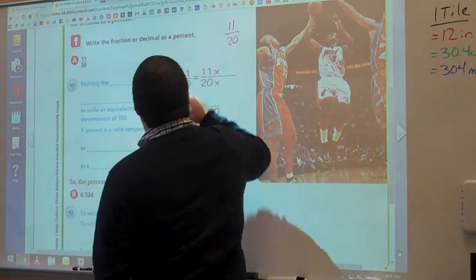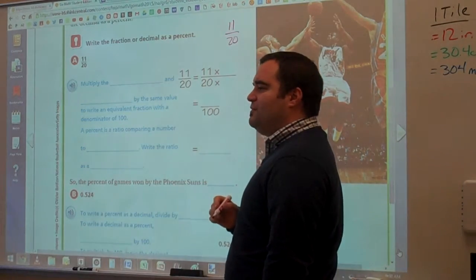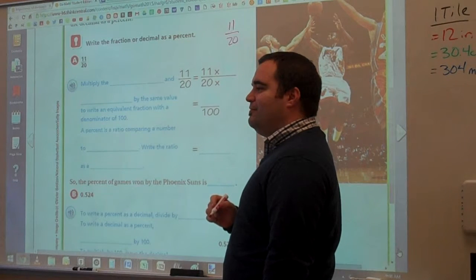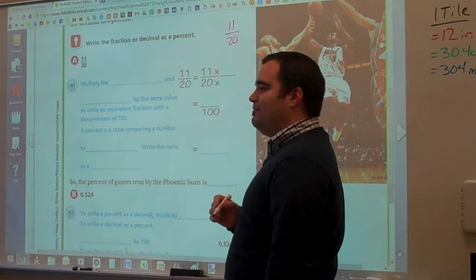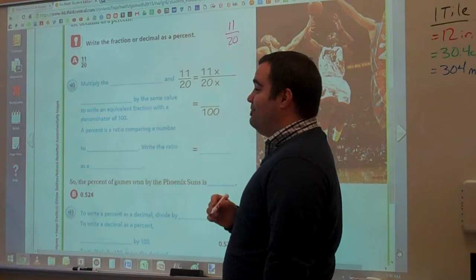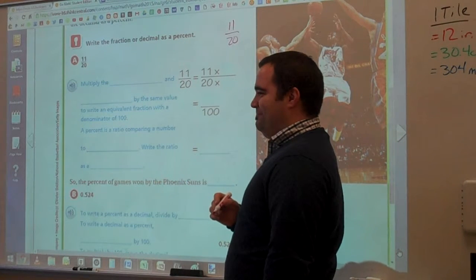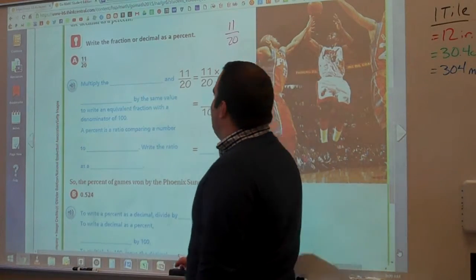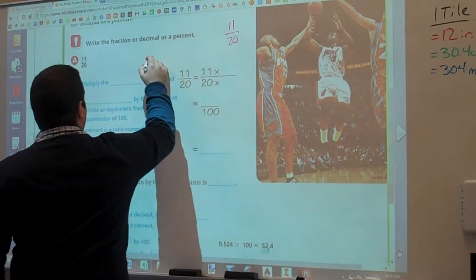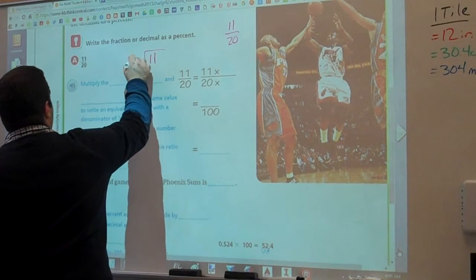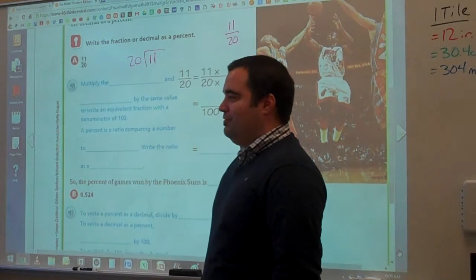11 over 20. Hey Gabby, what's the divisor? What's the dividend? 20 is the dividend, and 11 is the divisor. Oh wait, 20 is the divisor, and 11 is the dividend. Hey Gabby, if I have 11 over 20, isn't that just 11 divided by 20? Yeah.